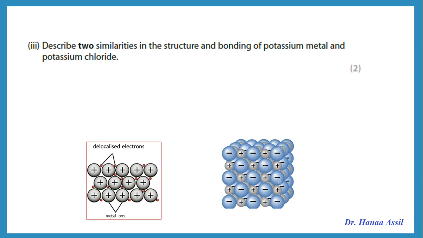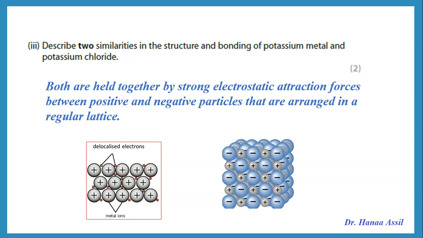So what's similar about them? Both of them are held together by strong electrostatic attraction forces between something that's positive and something that's negative. Of course, in the metal, it's strong electrostatic attraction forces between positive ions and negative electrons. In the ionic, like potassium chloride, it's strong electrostatic attraction forces between positive and negative ions. So both of them have positive and negative particles.